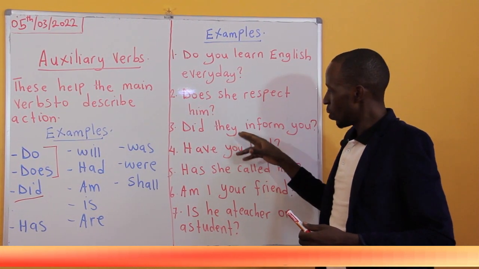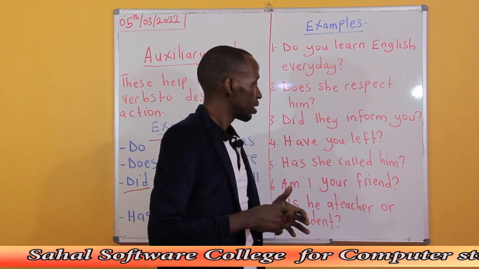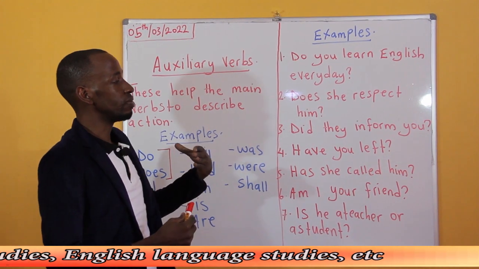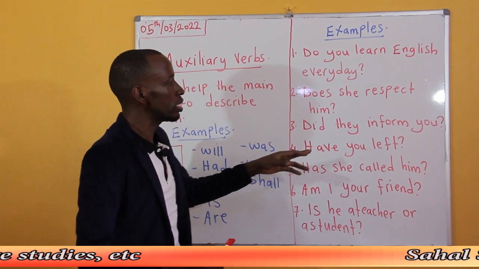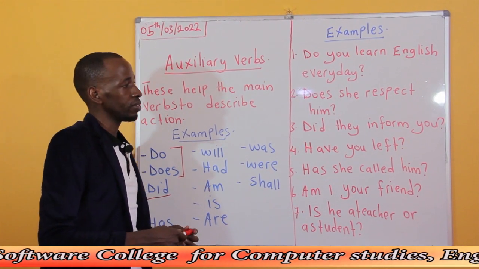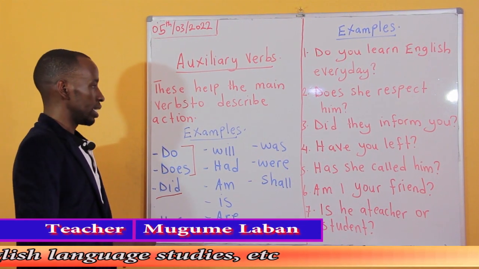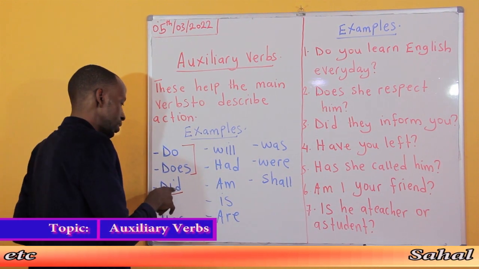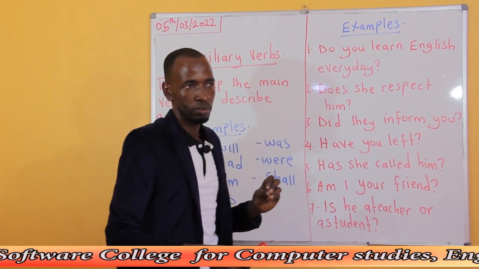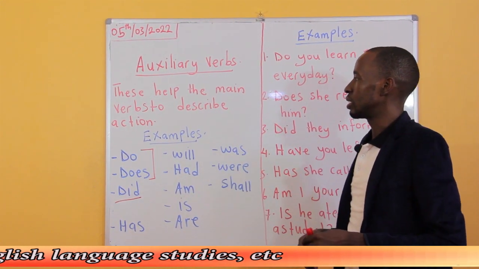Now, if you are asking and you want a negative answer, "Did they inform you?" You will say, "No, they didn't inform me." So when we use didn't, we don't change the verb. It remains infinitive. Now, that is what you call did. So did is mainly used for past simple.